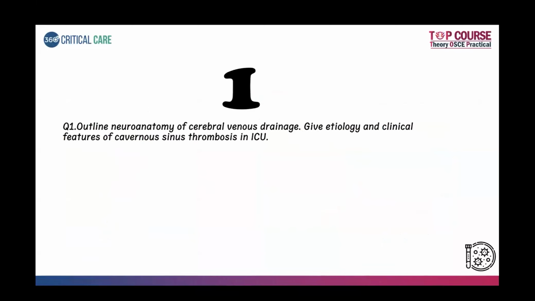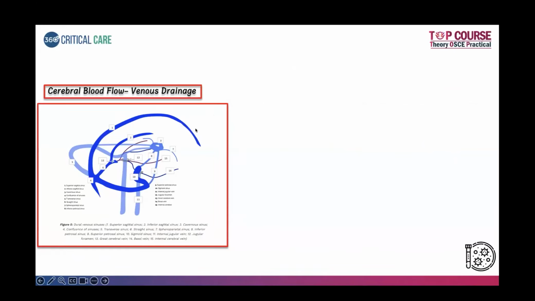We talked about this question in the neurology domain earlier in the top course, but I'll go briefly about it. So there was a previous question about neuroanatomy of cerebral venous drainage and give etiology, clinical features, and features of cavernous sinus thrombosis and ICU. So a potential question that has been asked already.